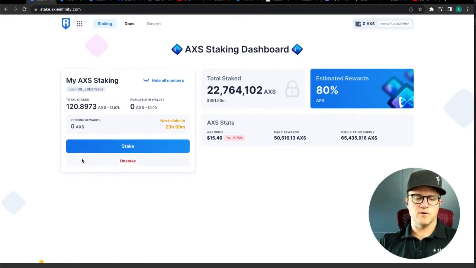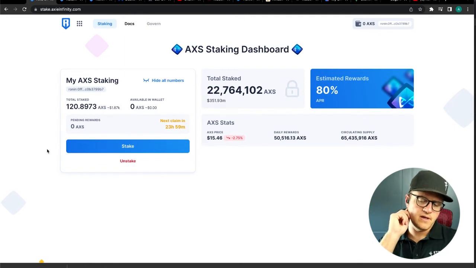I've got 120 total. Like I said, I purchased 80 and I've earned 40 actually over the last 6 months since staking started back in November of last year. Actually, I think it was October even when we first saw the first staking of AXS. So not financial advice, guys, but I'm sticking with it.